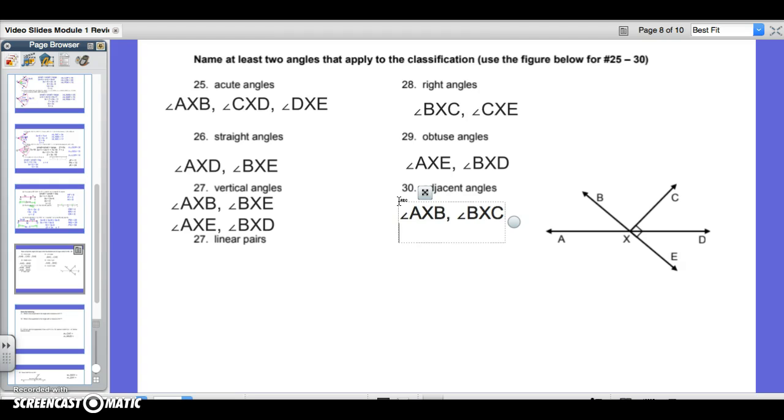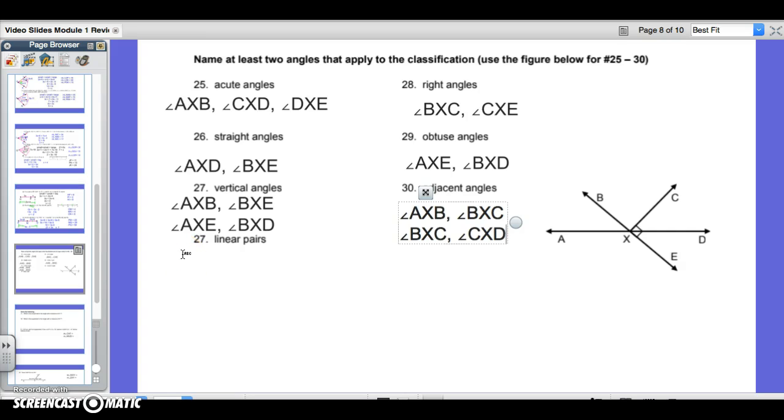Or you could give me another pair like angle BXC with angle CXD. That would be another pair. There's more than that in this list. I'm just not going to list them all. So any two angles that are next to each other, those will work.